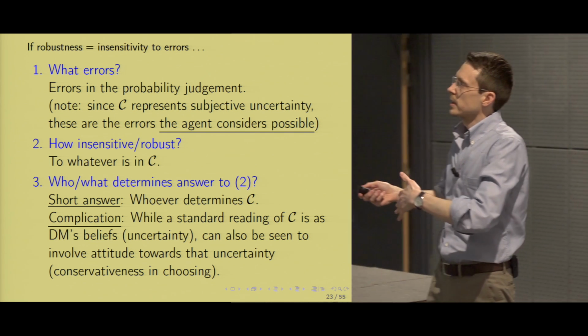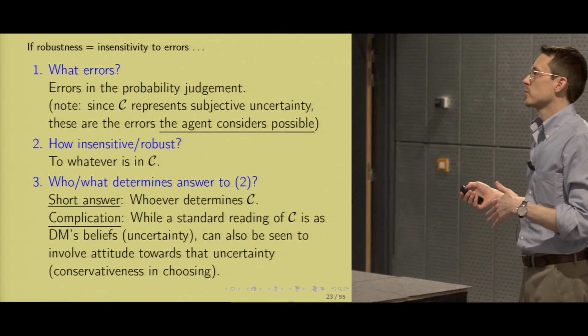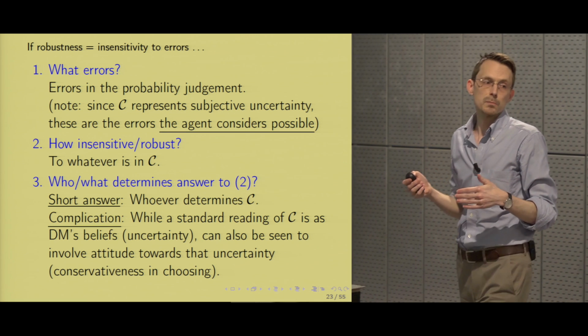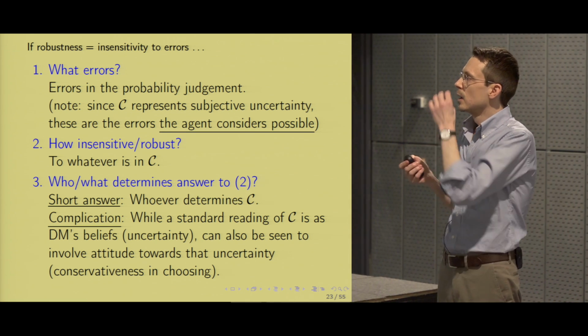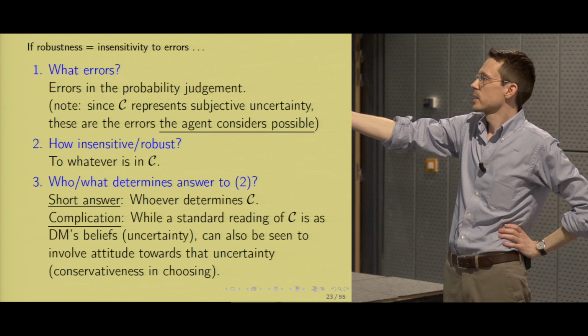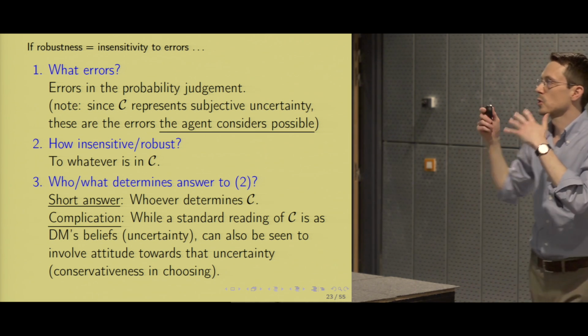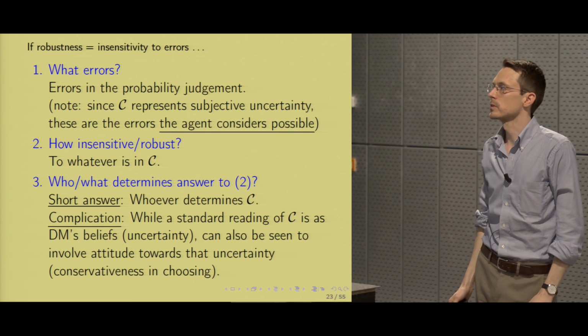Delving a bit deeper into that, who determines it? Short answer, whoever determines C, whoever's attitudes are being modeled in that stage. And note that, as I said before, while the standard reading of C is the decision maker's beliefs, it can also be seen to involve attitudes towards uncertainty.